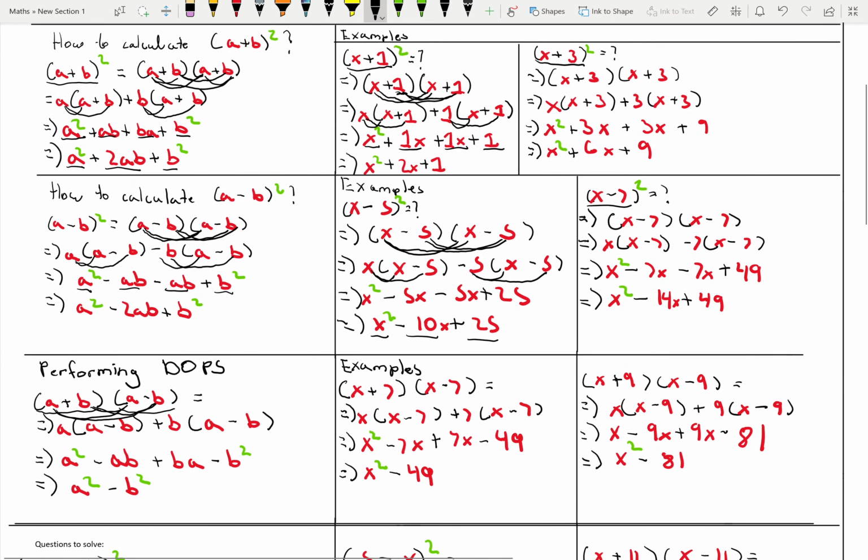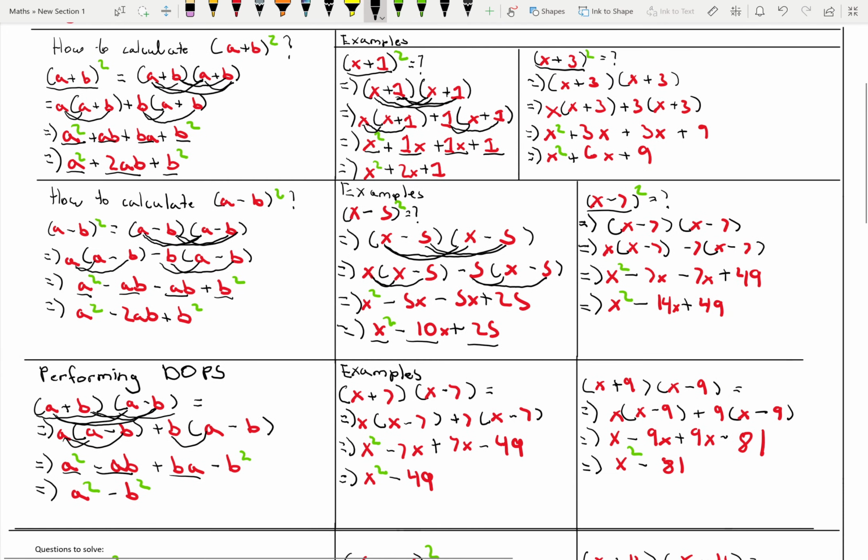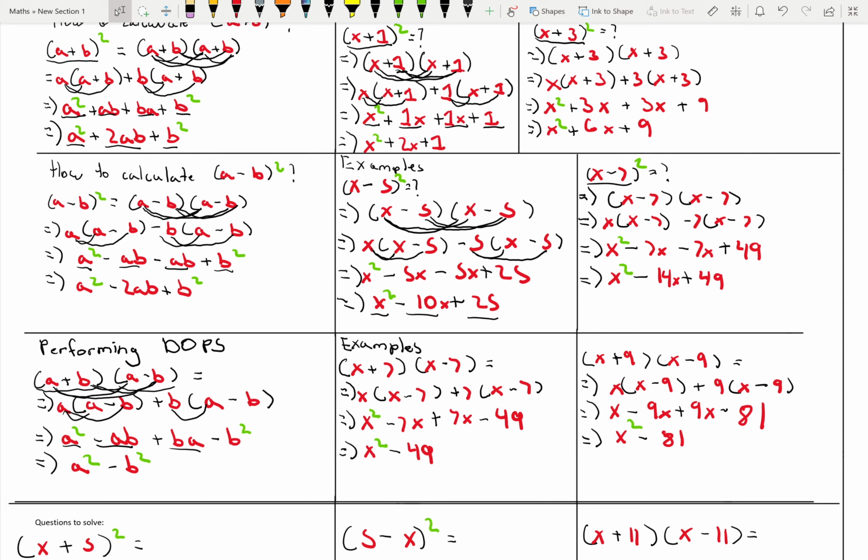Now, when we evaluate it, a multiplied by a equals a squared, a multiplied by negative b equals negative ab, b multiplied by a equals ba, and b multiplied by negative b equals negative b squared. And when you evaluate it, you realize that there is a negative ab and a negative ba, so that cancels out. So eventually, all that remains is a squared minus b squared.